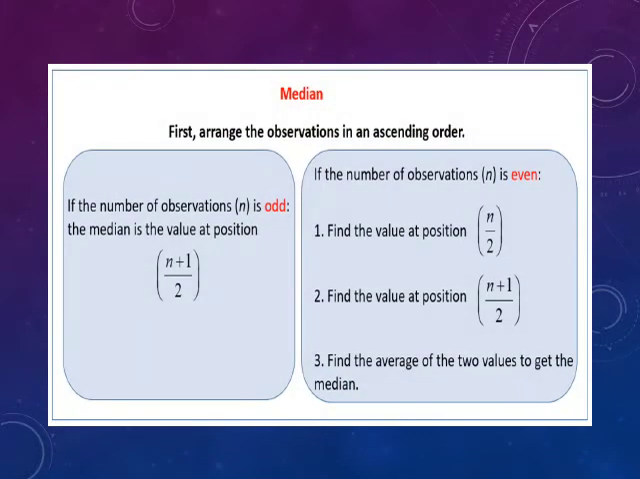Median. It is the value of the middlemost observation. For finding the median, first we have to arrange the observations in ascending order. If the number of observations is odd, we use the formula (n plus 1) divided by 2. If the number of observations is even, we use the n by 2 and (n plus 1) divided by 2 observations. After finding these, we have to find the average of those observations to get the median.